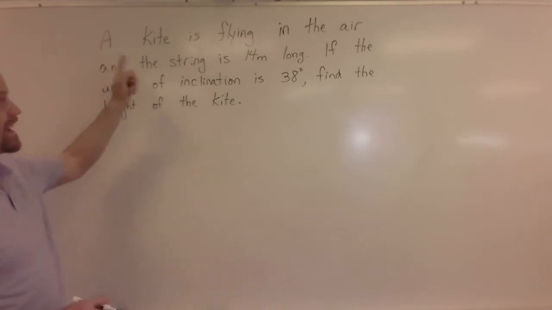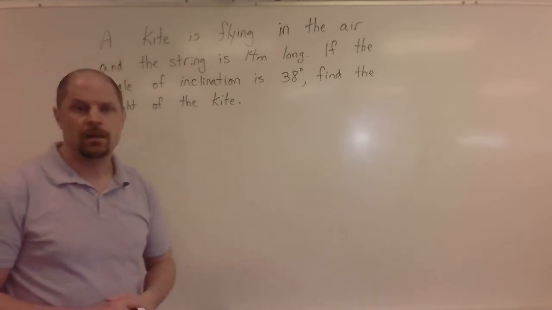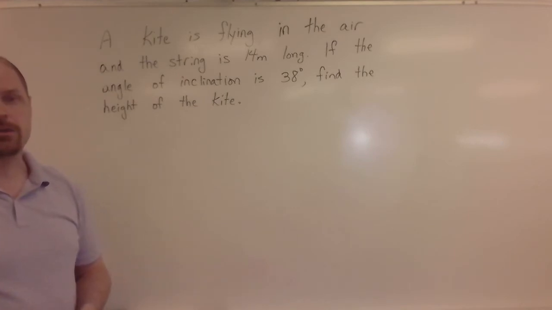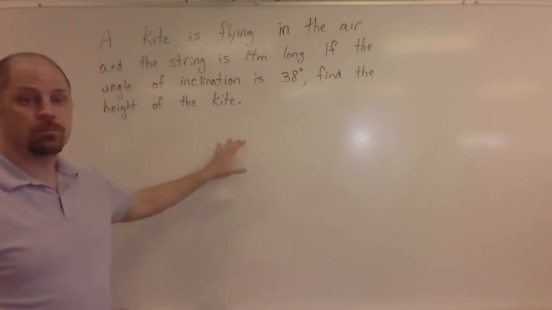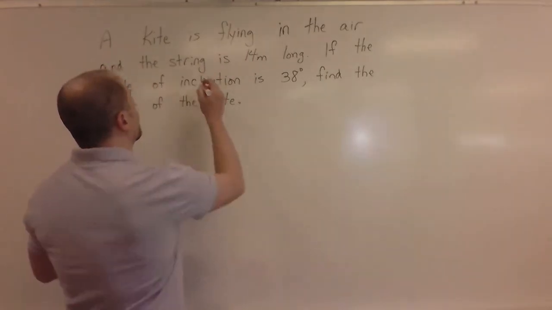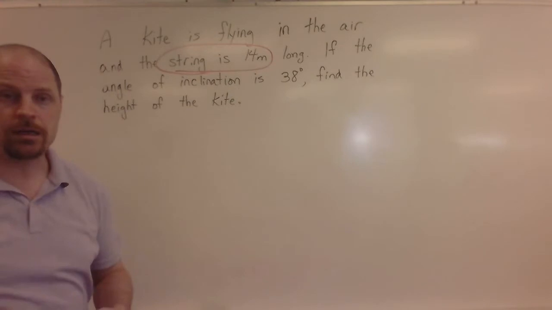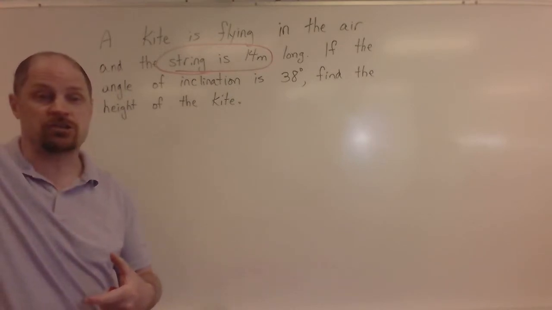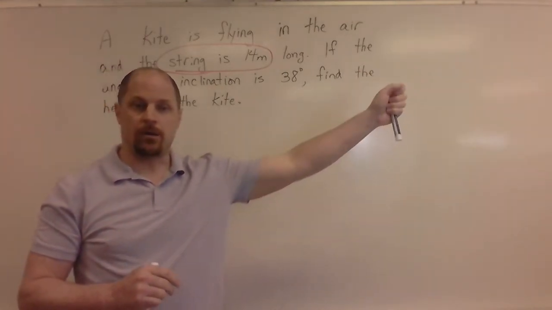Okay, so we're going to start with our first word problem. This one is a kite is flying in the air, and the string is 14 meters long. If the angle of inclination is 38 degrees, find the height of the kite. Okay, so now that we've read through the problem, we got to take out the most important parts. So, a string. We need to draw a kite. We have to have a string with it. And keep in mind, the kite isn't going to fly straight up in the air. It's going to get pulled at an angle.